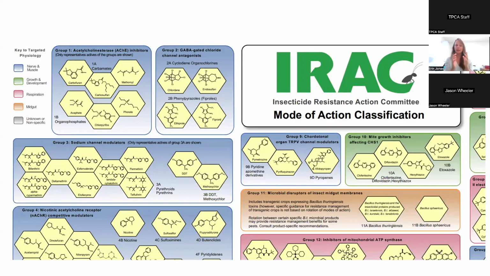One example of a mode of action, this says it is a sodium channel modulator. So you don't know what that means. It can feel very confusing when you first look at it. A sodium channel modulator actually is a muscle poison and prevents the insect from being able to move. That's an easy way to think about it.